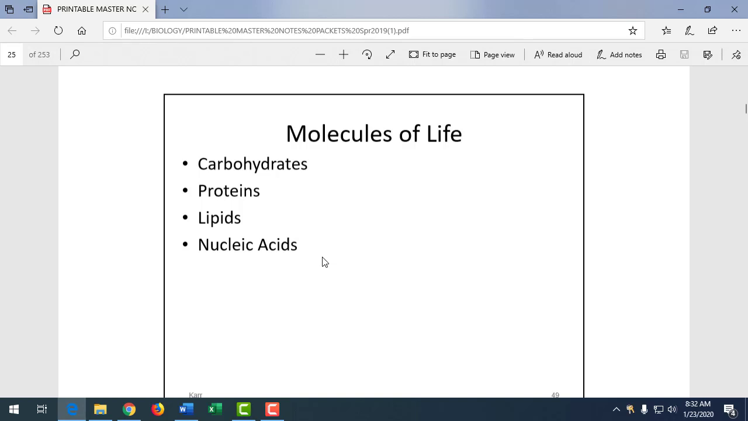These are all organic molecules: sugars, proteins, fats, and nucleic acids. So carbohydrates, examples of carbohydrates, we hopefully are aware of because you've heard of low-carb diets, right?